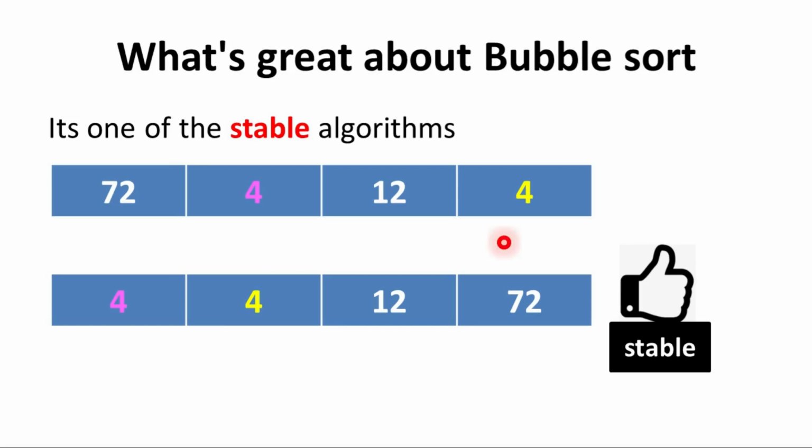So for what reason we don't know, pink color 4 has appeared before yellow color 4. We should not violate this order of appearance. Pink color 4 is appearing before yellow color 4 even after applying the sorting algorithm. Any algorithm which does not spoil this order of occurrence of the same element even after applying the sorting algorithm, that kind of sorting algorithm is called a stable algorithm. Fortunately, bubble sort is a stable algorithm.